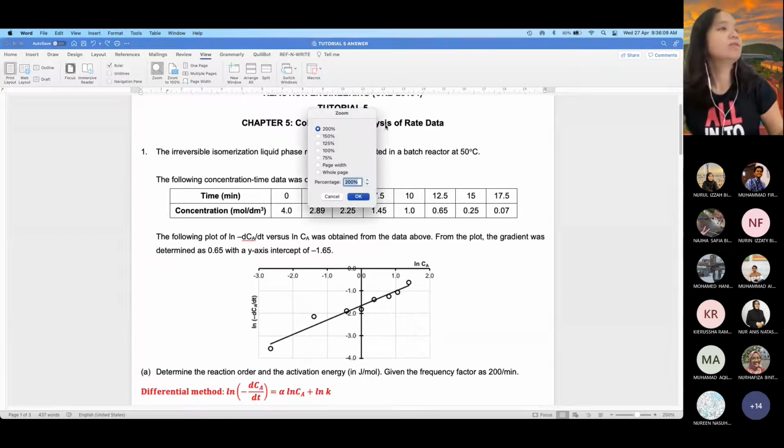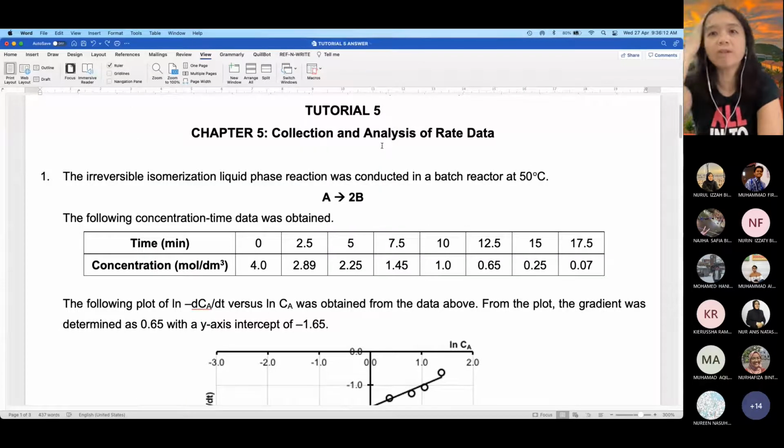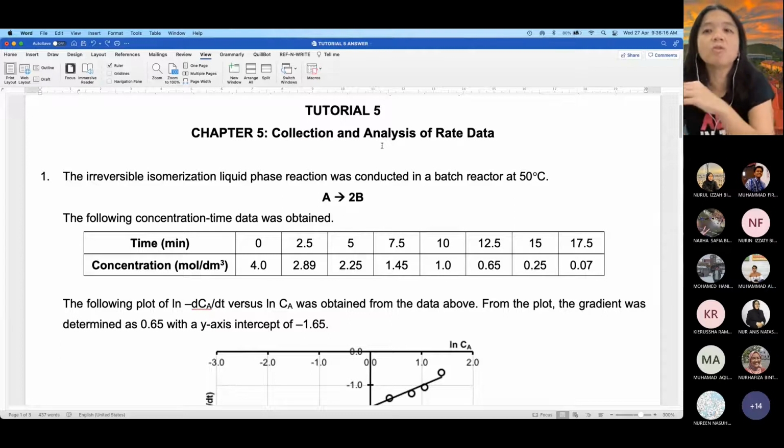Okay, so before I begin the class, to recap what we have learned in chapter 5, we have basically learned how to convert the experimental data that we obtain from the lab. And from this experimental data, we would like to find two important pieces of information, which are the reaction order, alpha, and the reaction rate constant, K.